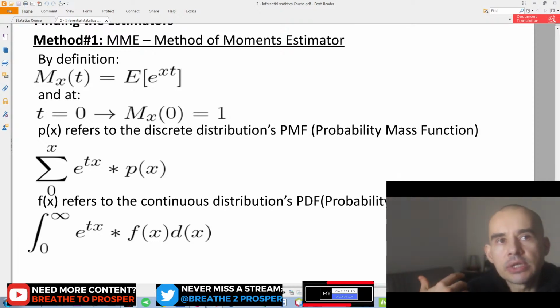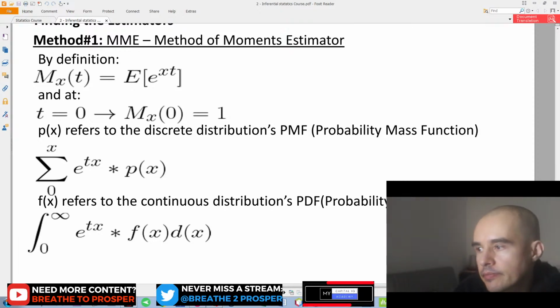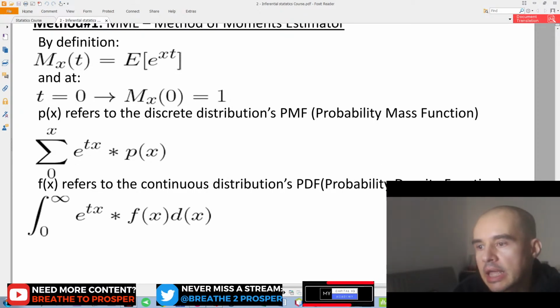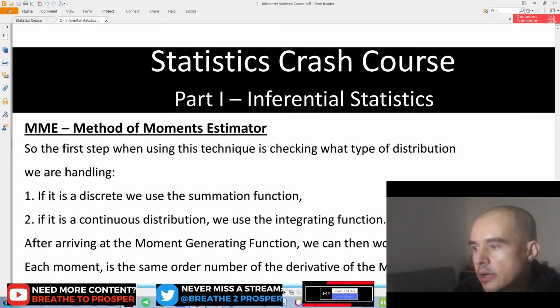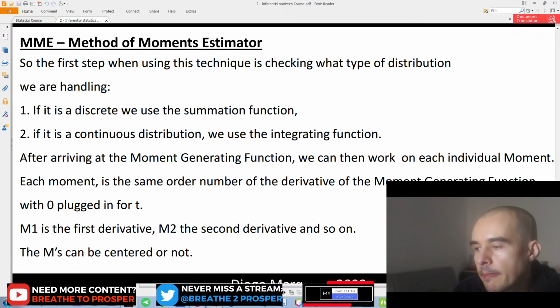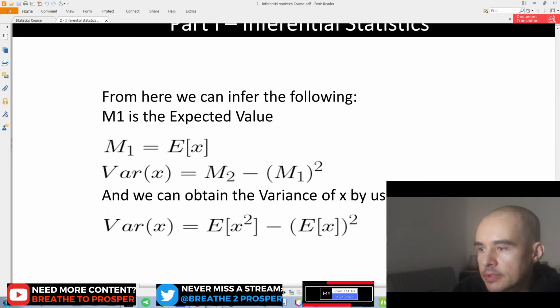If you're using a discrete distribution, this is the formula that you use. Remember, use summation when it's discrete. And when it's continuous, when it's a PDF, you use an integral from 0 to plus infinity. So let's look at some examples.